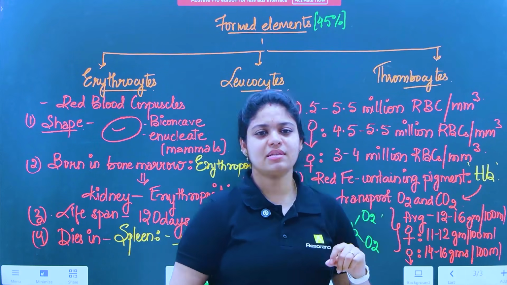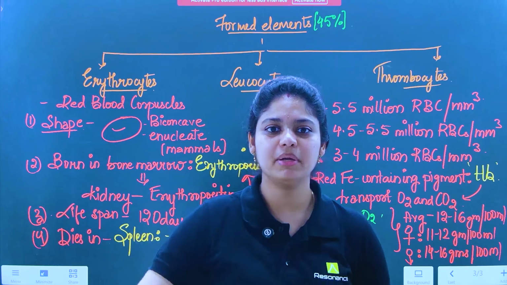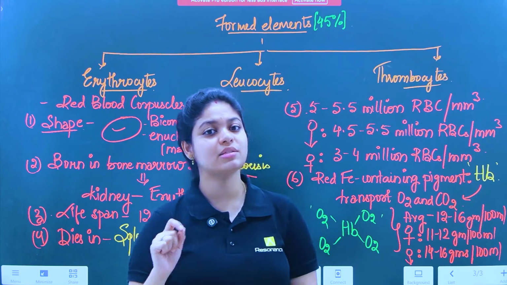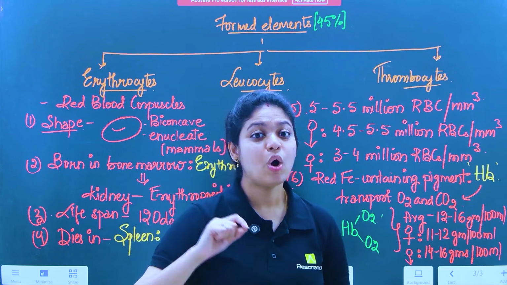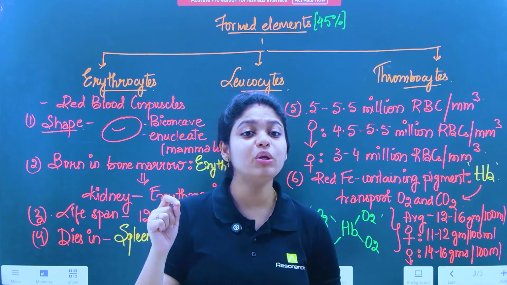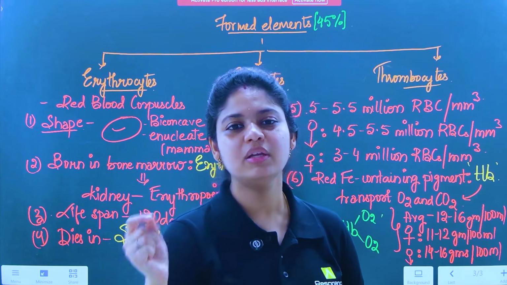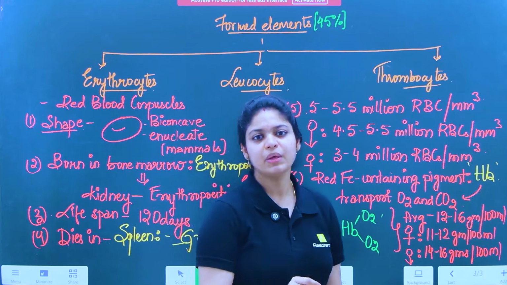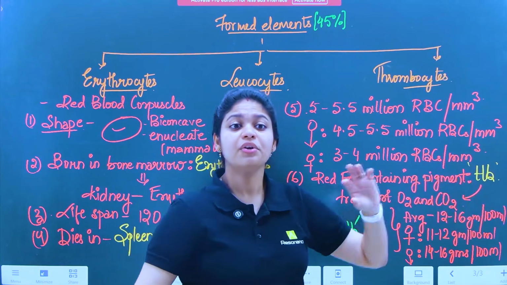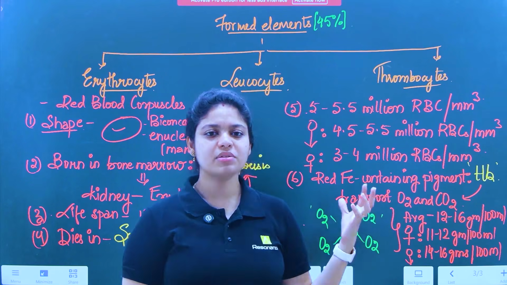Now, this RBC is having a red colored iron containing pigment, which is called hemoglobin. Because of hemoglobin, our blood is red in color. I told you yesterday, octopus, because it is having hemocyanin, the blood of octopus is blue in color, right? But in us, we are having the pigment hemoglobin, due to which our blood is red in color. Okay, so what is the function of this hemoglobin? Transport respiratory gases.